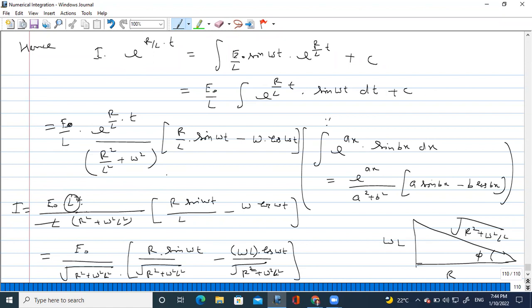Done? So what happened to the exponential? Left hand side is exponential and right hand side is also exponential. So what to do? It will be cancelled, no? Yes, sir. Done? Done, sir.